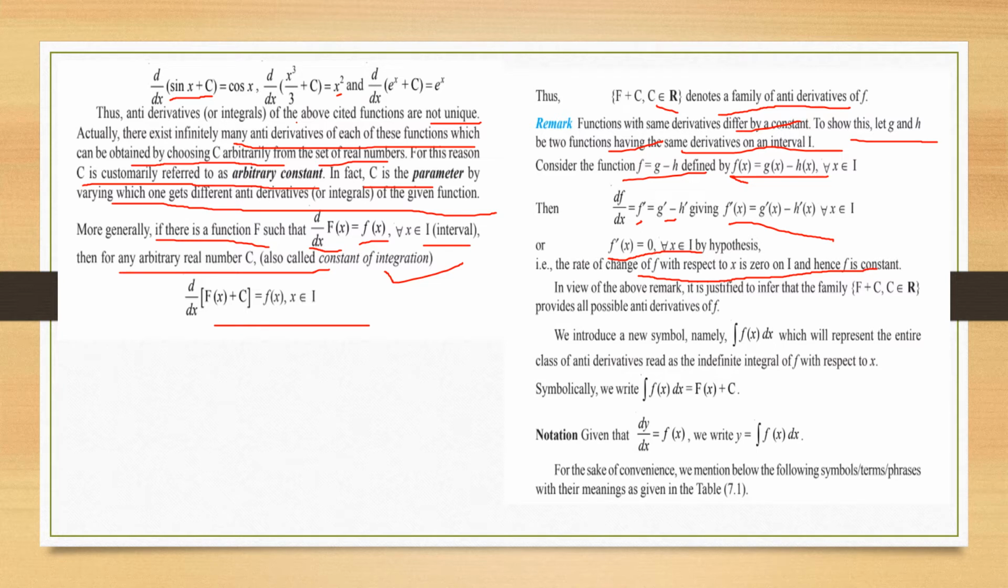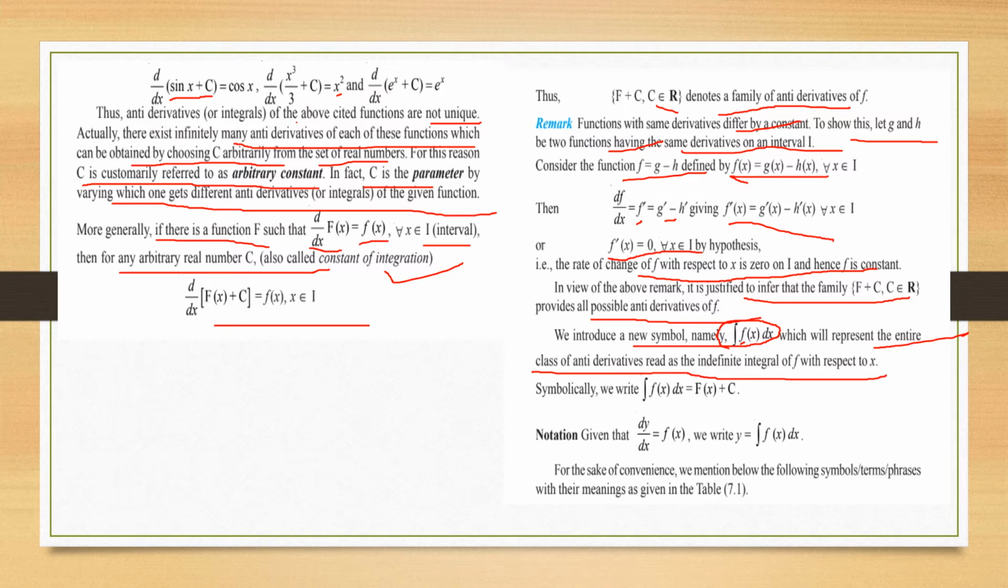Now in view of the above remark, what is happening? It is justified to infer that the family F plus c, c belonging to R, provides all possible antiderivatives of the function. So we introduce a new symbol, the symbol of integral, integral f(x) dx, which will represent the entire class of antiderivatives, read as the indefinite integral of f with respect to x.